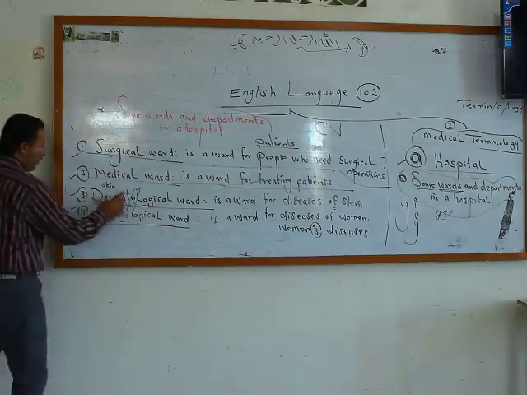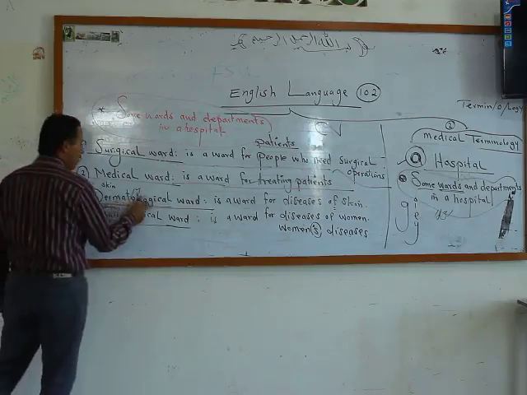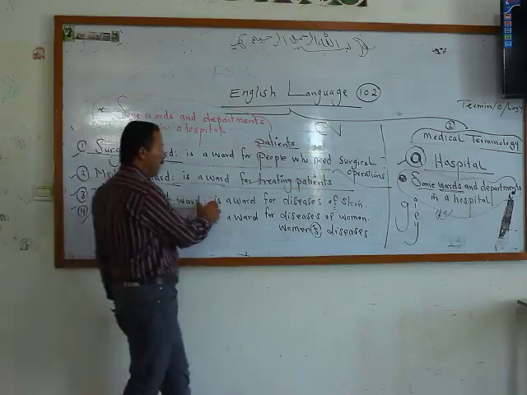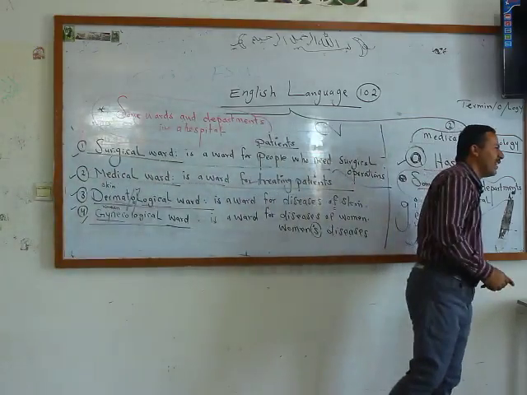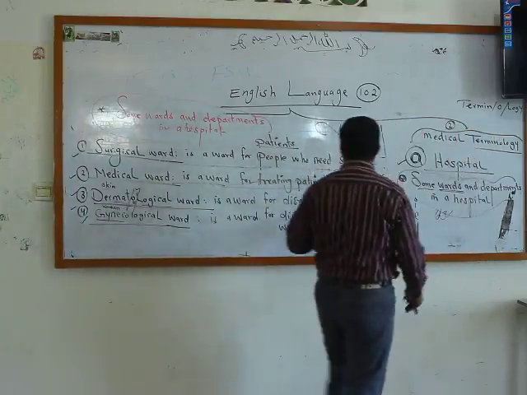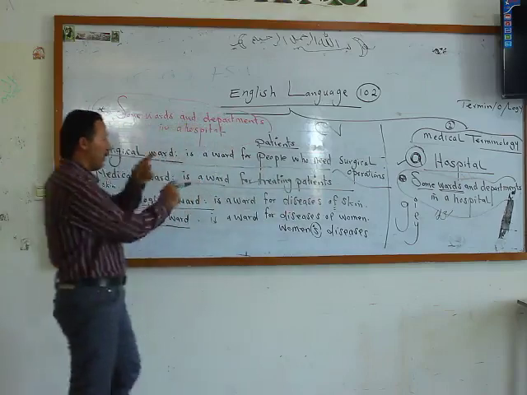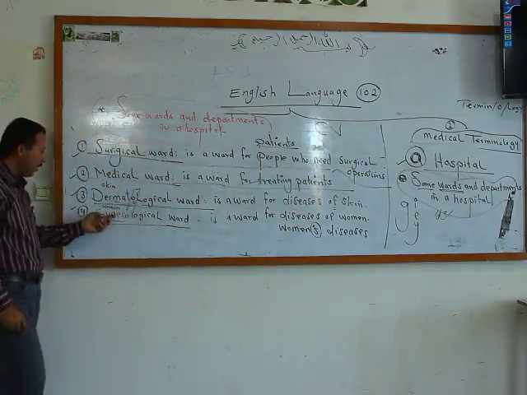Number 3, derived from Latin words, dermat. You find dermat here. Dermat means skin in English. Dermatological comes from the word dermatology, dermatologist. A dermatological ward is a ward for diseases of the skin, a disease of skin, or you can say skin disease if you compare them. Then here, gynecological ward.